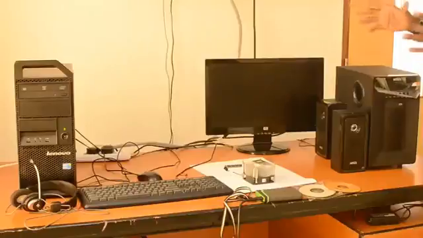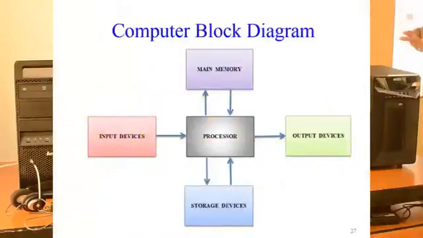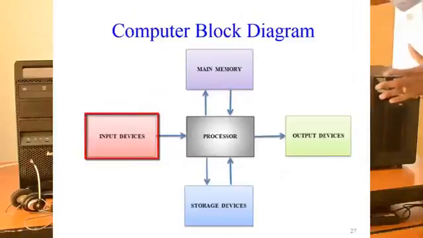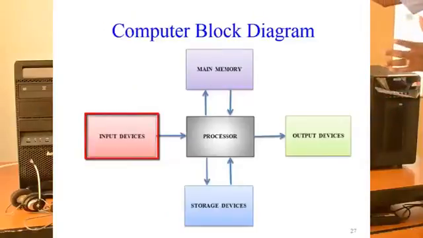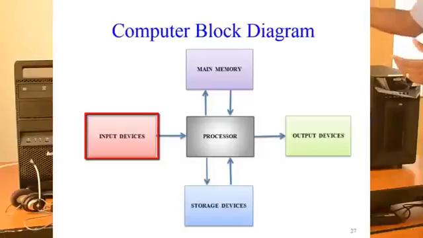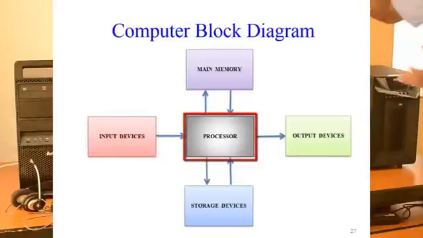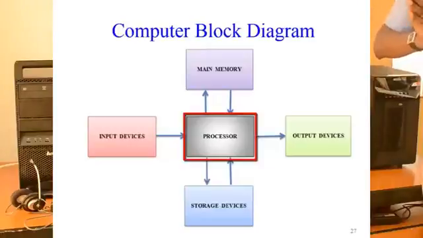A computer consists of 5 important parts, and the first part is the input devices part. In this part we have all the input devices which will help the computer work, and this will be giving input to the processor to be processed. The other part is the processor itself.